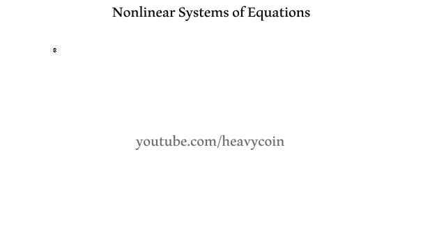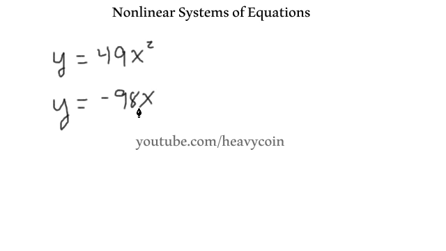Alright, so let me get this written out here. We have y is equal to 49x squared, and then our other equation is y is equal to negative 98x minus 40.